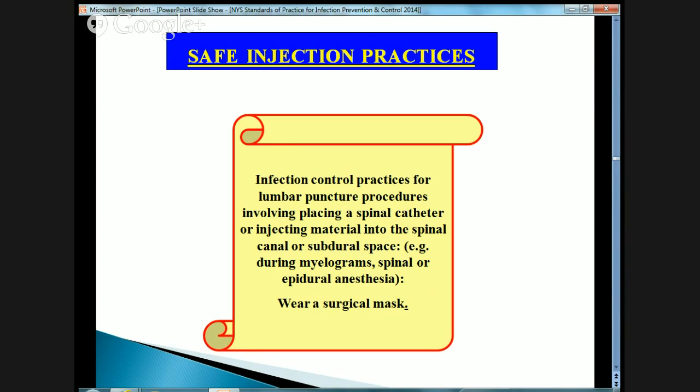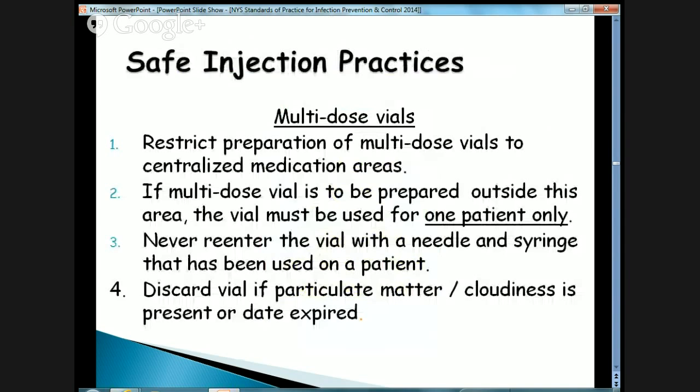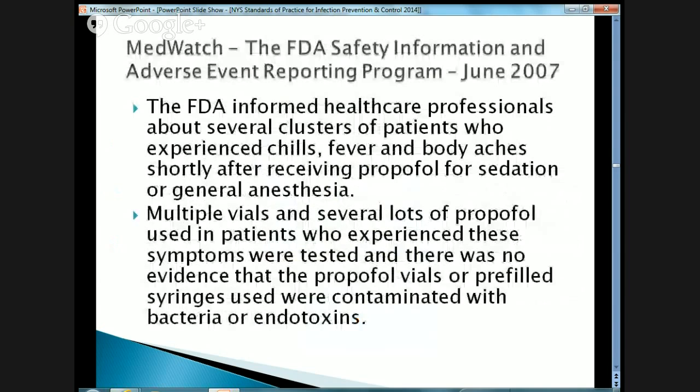because 5 years ago there were some infections that were actually noted because they found the causative agent on the physician that was doing the spinal taps. And it was actually the same, so that's why this suggestion came up that you wear masks and gloves and gowns when you're going to do that. And I say goggles just in case you get eye splashes. Never, never reuse a needle or syringe that's been used on a patient. Multi-dose, oh, we actually went through this already, so I'll leave that.